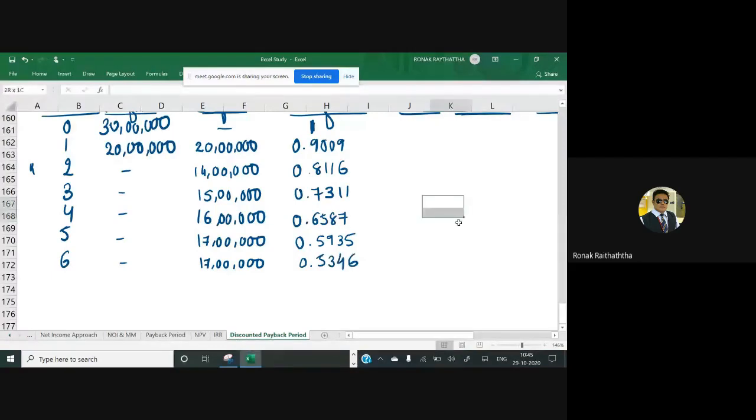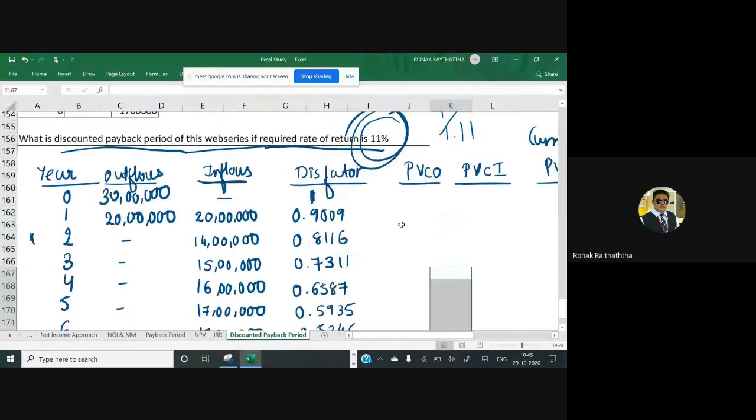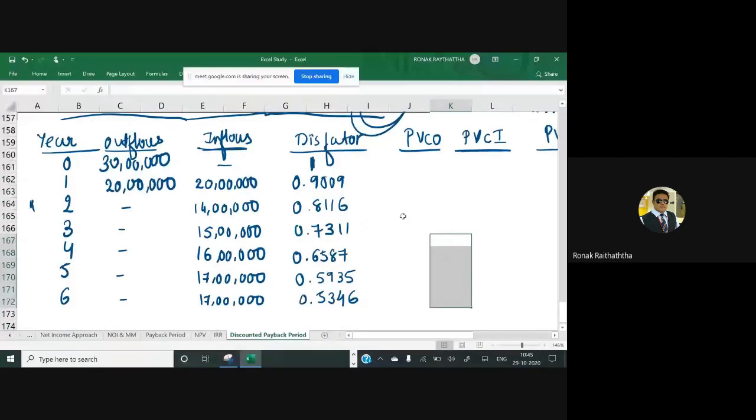Good. So we have got the discounting factor, and PVCI as well as PVCO we can just find by multiplying the discounting factor with outflows and inflows. So obviously PVCO for year number 0 shall be 30 lakh because the discounting factor is 1. But for year number 1, it will be a bit different. You need to multiply this.